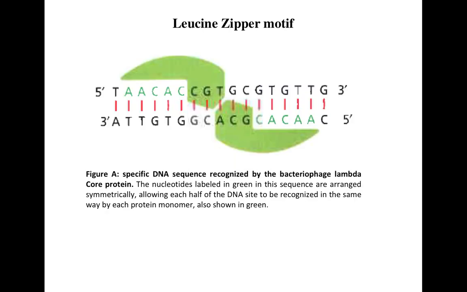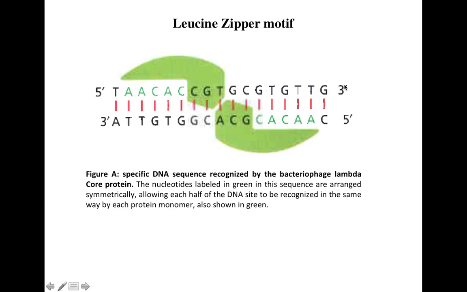How do these proteins recognize the DNA? We have also previously discussed that a specific amino acid sequence is necessary to recognize a specific sequence of nucleotides. Here is an example of the bacteriophage lambda core protein. We discussed this previously, if you remember, when we were talking about the transcription factors, that there are different types of transcription factors, and they can recognize different DNA sequences. It is basically the same example.